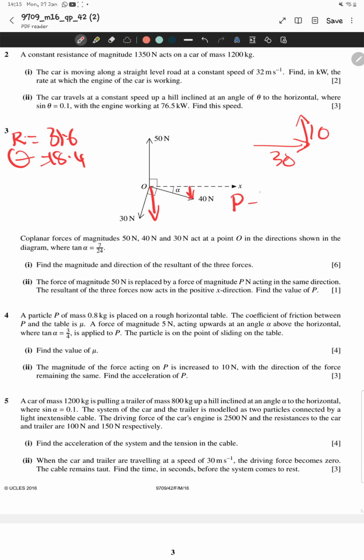So if the force downwards is 40 newtons, then P minus 40, because P is acting upwards, would give you the vertical resultant force. But the vertical resultant force is 0 because there's no resultant force in the vertical direction. So it must be 0. So P must equal 40. So P equals 40, and that's the question.